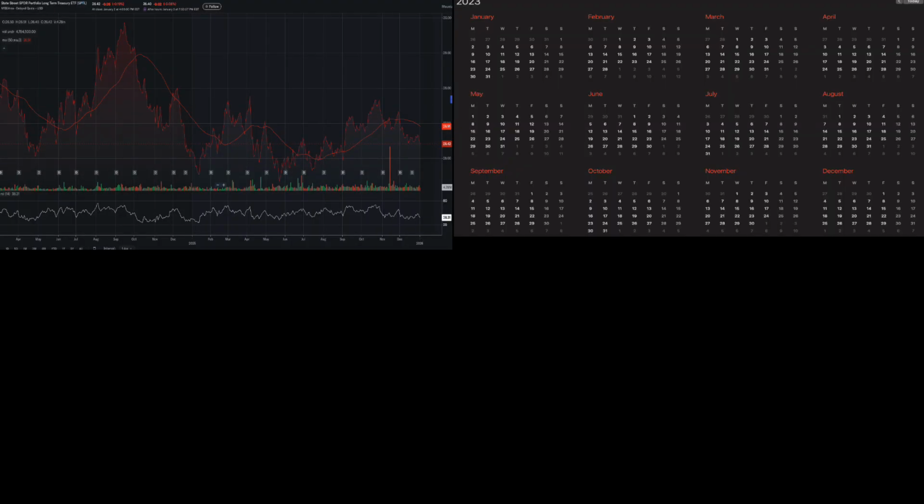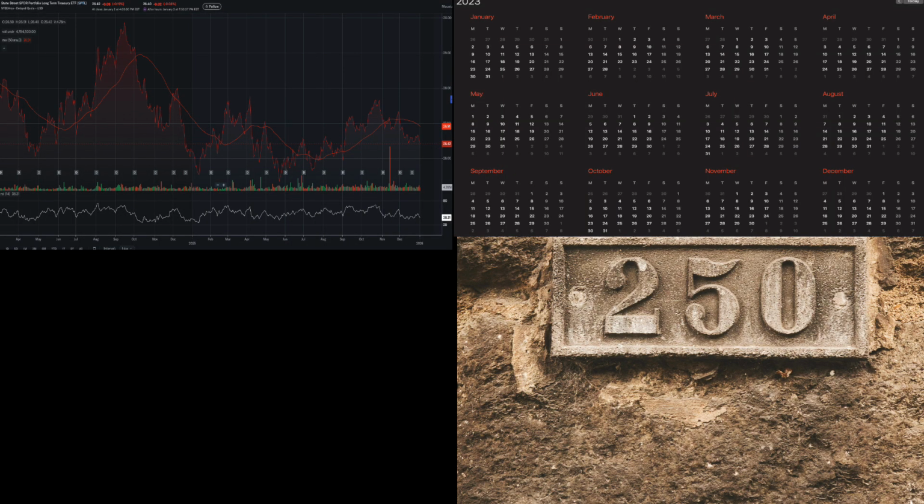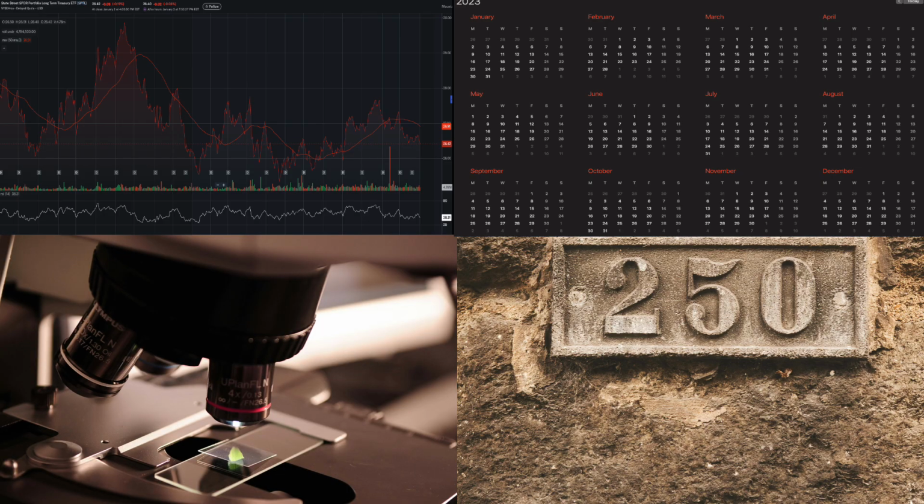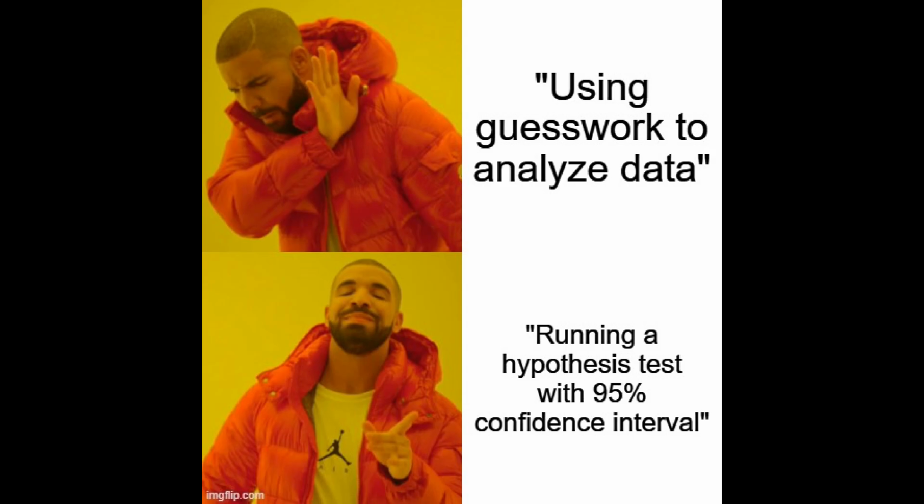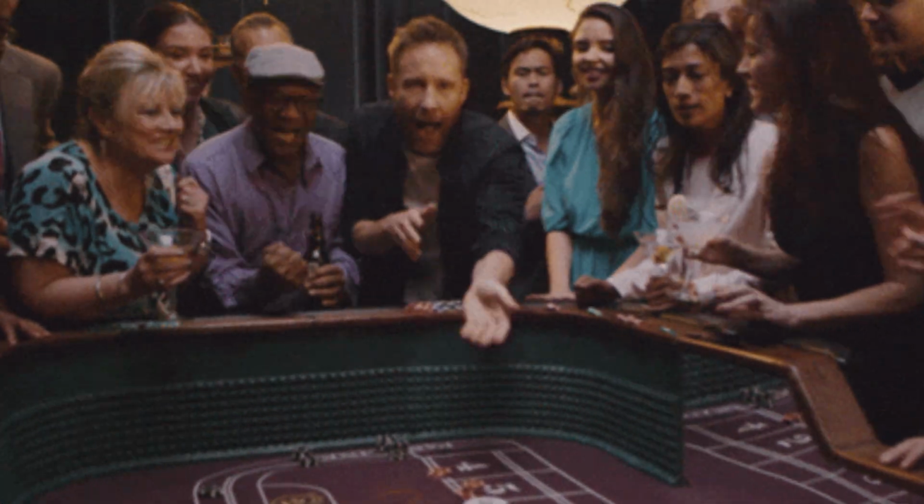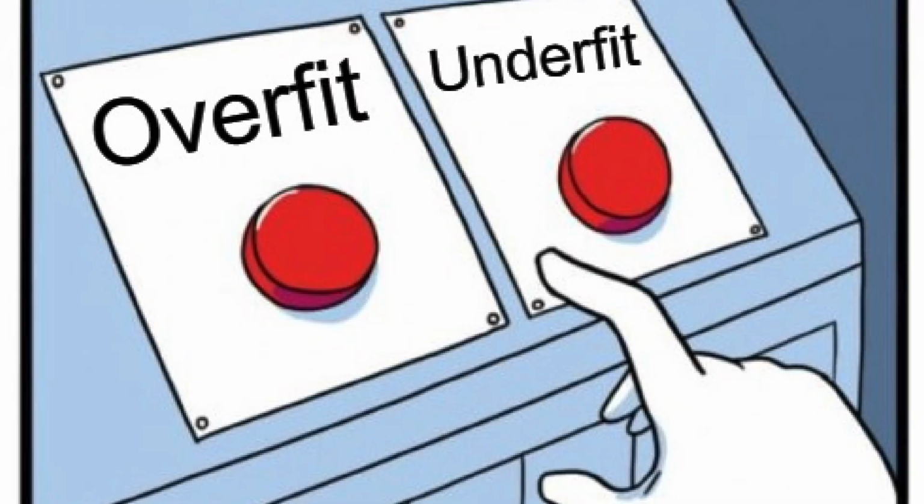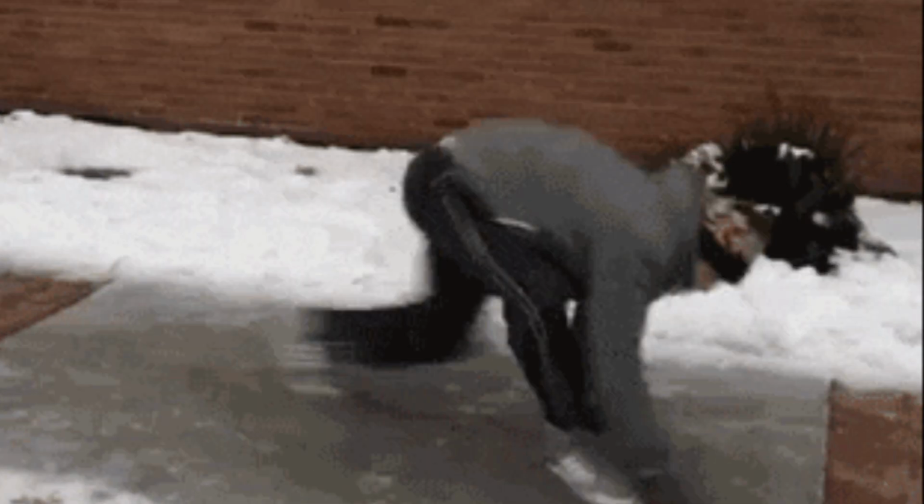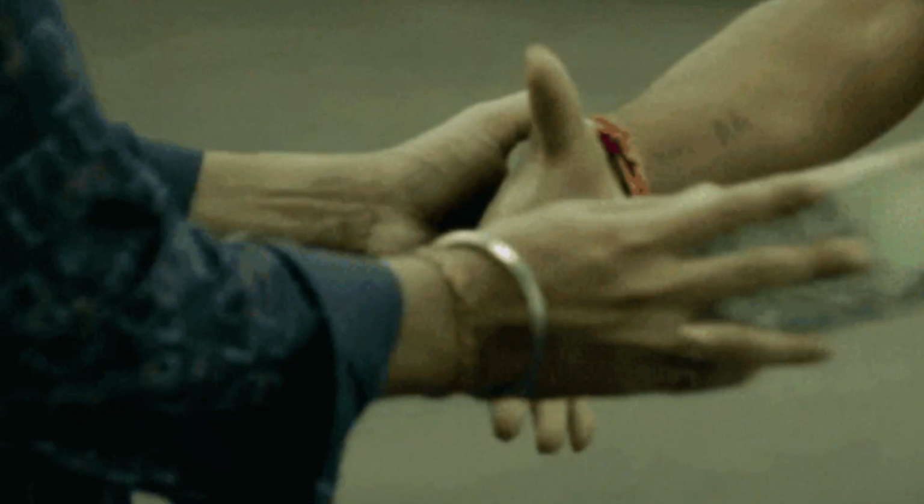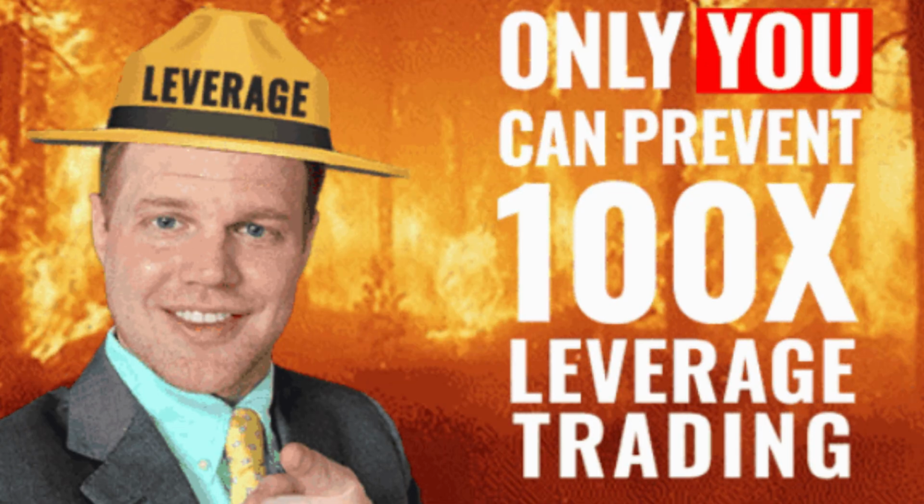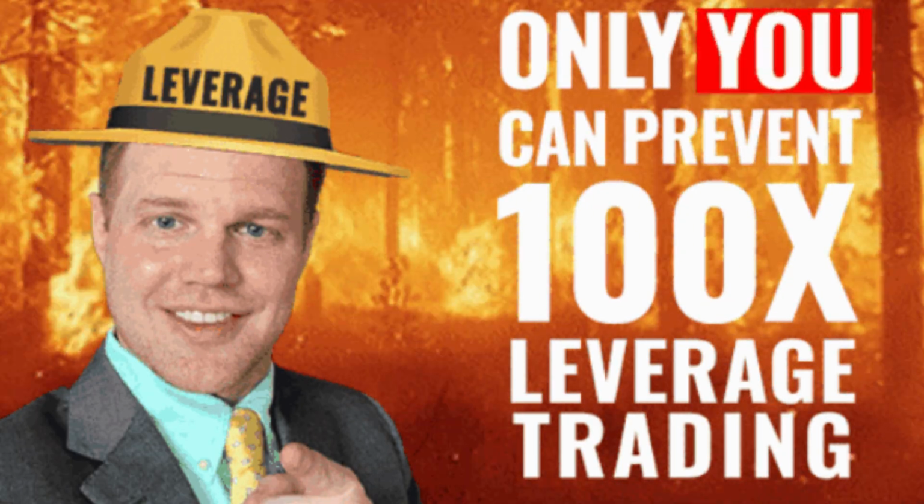Here's the uncomfortable part. This is one asset, 1 year, 250 trading days. It's a microscopic sample. When I run proper stats, it wasn't significant at 95%, which means I can't prove it works. It could be luck, it could be overfit. Also, this assumes perfect execution. No slippage, no transaction costs. In real life, fees bite. And 10 times leverage isn't risky. It's one bad day and you're finished.